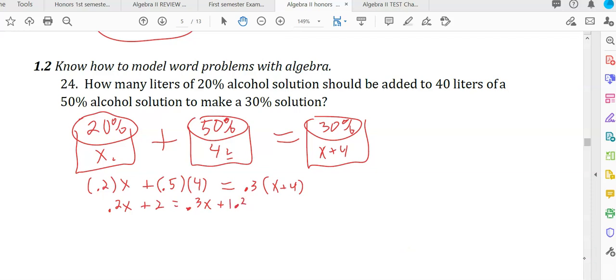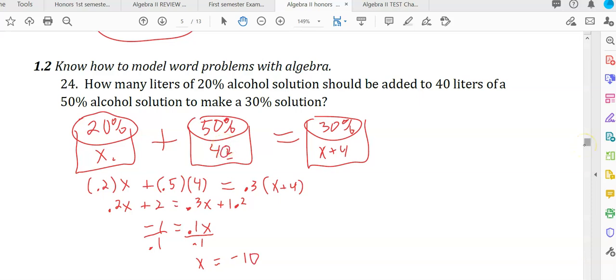So then I'm going to maybe get the 0.2x on the other side. So we get 0.1x, and when we subtract 1.2, I think I get negative 1 there. Divide by 0.1. We get x equals negative 10.